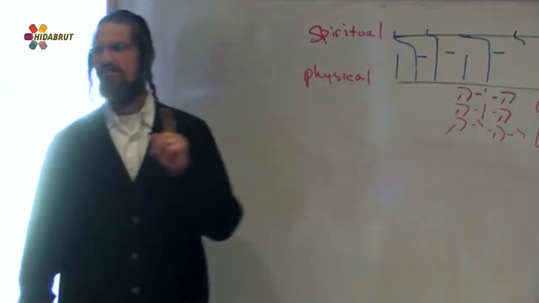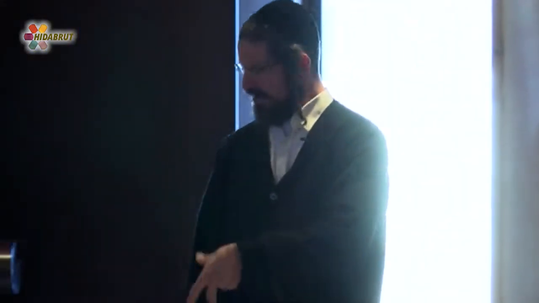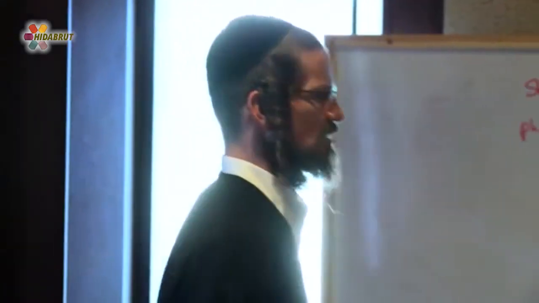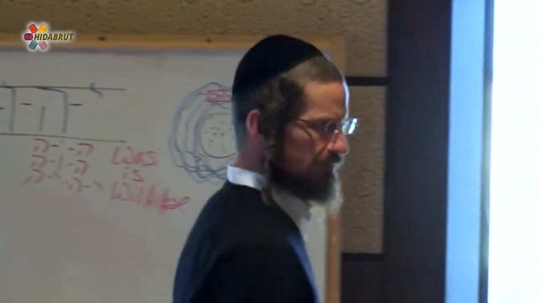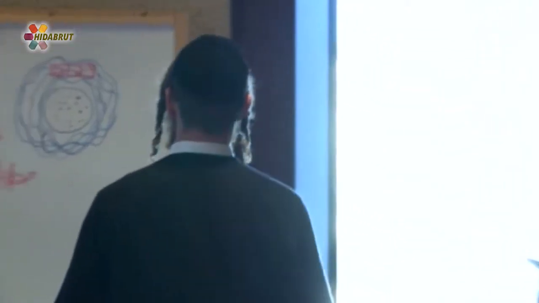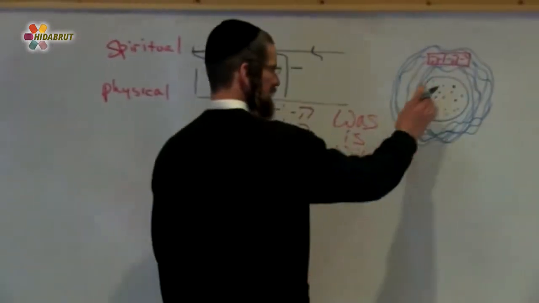This name, Yud, He, Vav, He, is not only a pictorial of how God creates the world, but it's God's name in the form of eminence, beyond space and time. It's a name that refers to God beyond space and time, that's all. Clear enough? But then we have inside space and time.